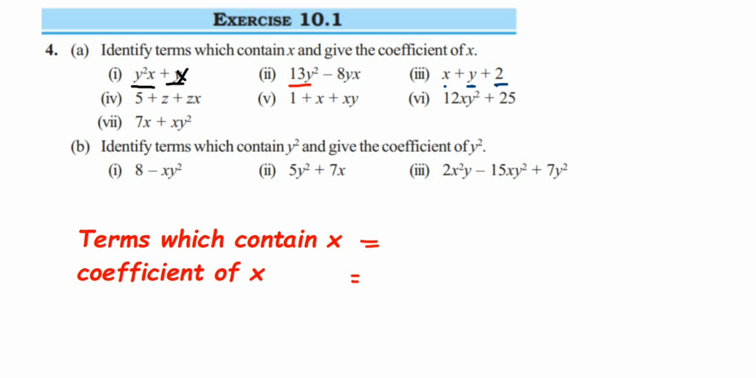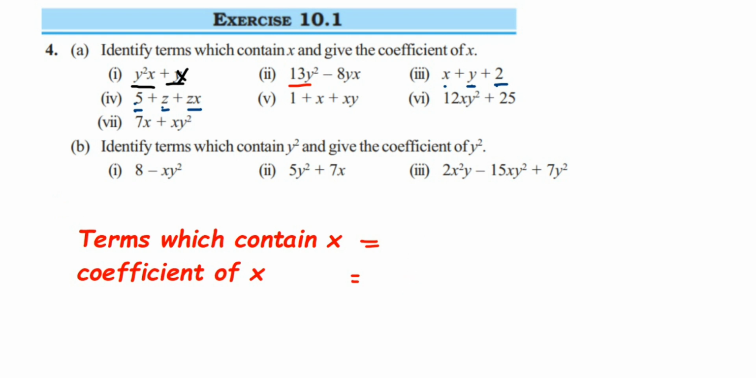The next one, the fourth problem, we have 5 plus zx. We cannot take 5 because they don't contain x. We're going to take the term zx. So the coefficient of x will become z.